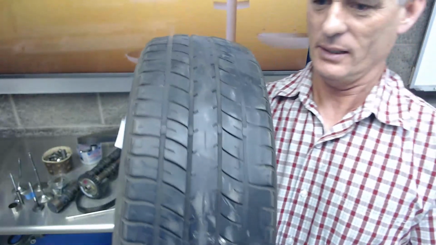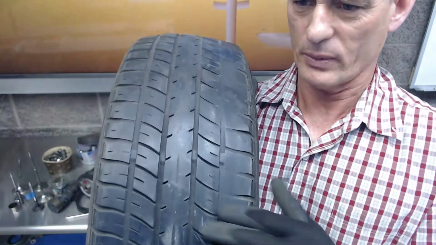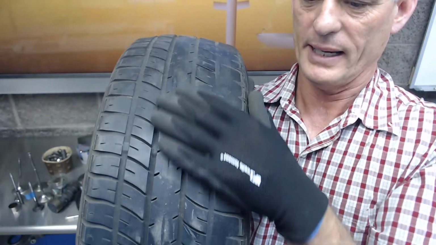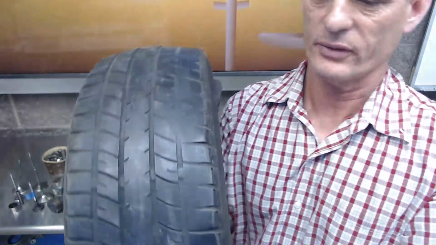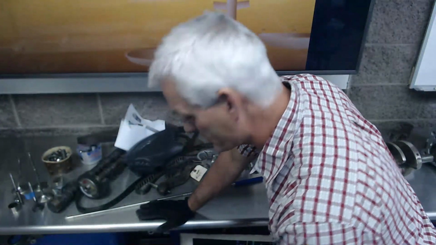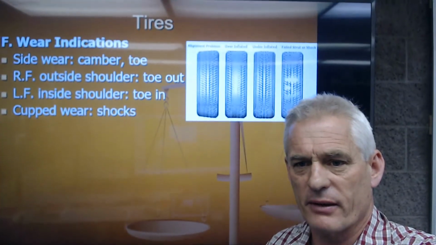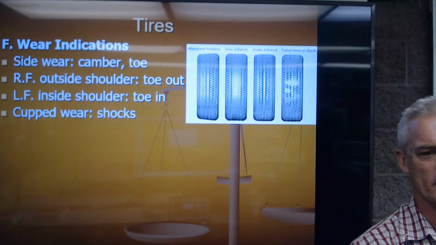I mean, you can see these bizarre ridges here as you go around. And if you felt this with your hand, it's just all undulated like this and going in all different types of directions. So that's the result of a bad tire, because we have tire wear, cupped wear we call it, because we have bad shocks.